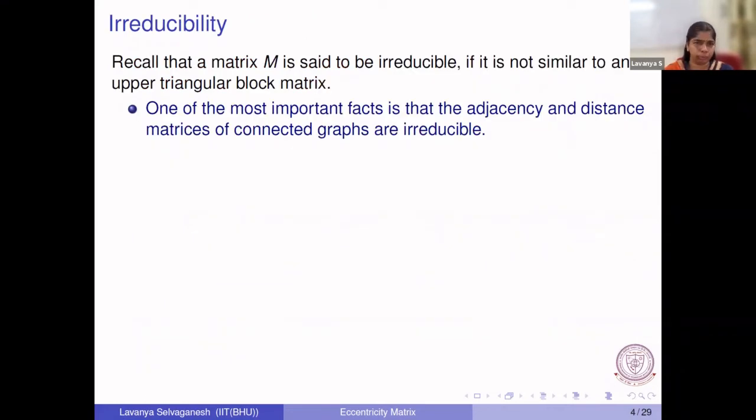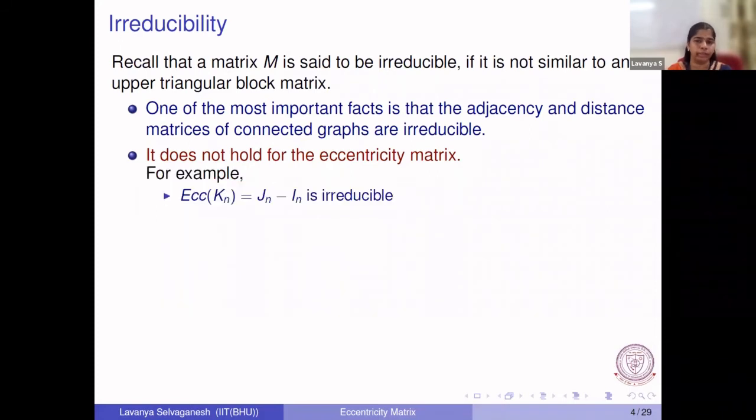So let me go back to the property that we want to discuss, irreducibility. A matrix M is said to be irreducible if it is not similar to an upper triangular block matrix. That is, if there is no permutation matrix P such that it can be written as P transpose times an upper triangular block matrix times P. One of the interesting facts why irreducibility plays a good role here is that the adjacency matrix or the distance matrix of any connected graph is irreducible. Whereas it need not hold for the eccentricity matrix. It need not be irreducible. It may be reducible also.